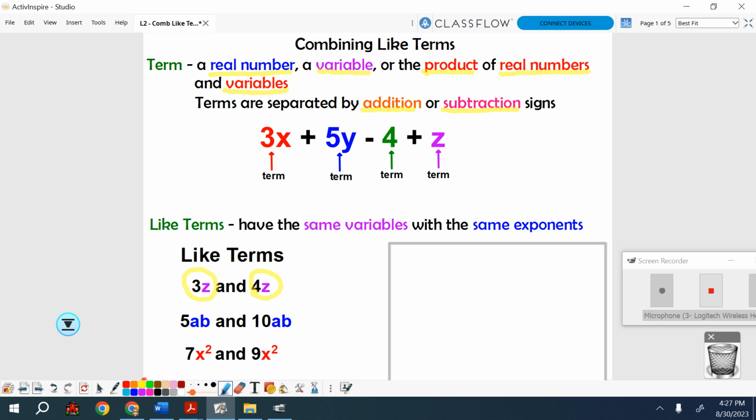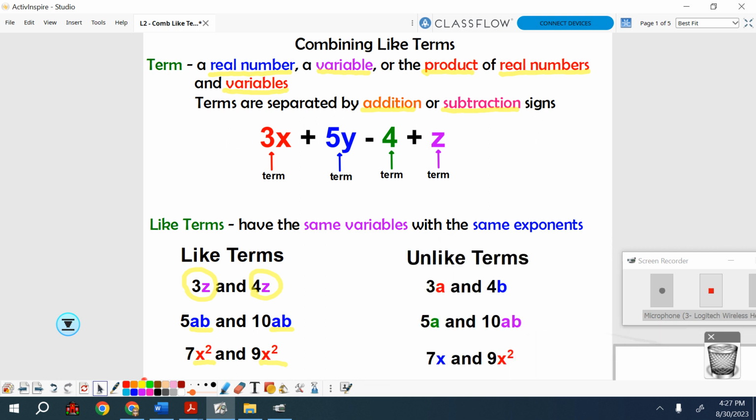When we look at this next problem, I have 5ab and 10ab. Since both terms have an a and a b, those are like terms. And then finally, if we look at this example, I have 7x squared and 9x squared. So same variable x with the same exponent squared, those are going to be considered like terms.